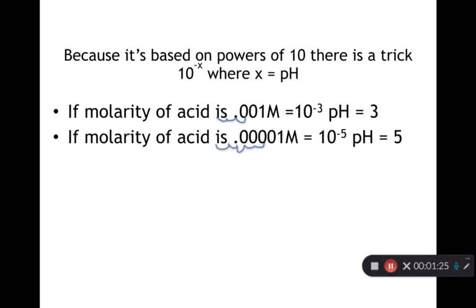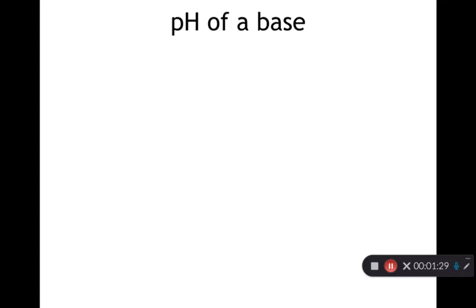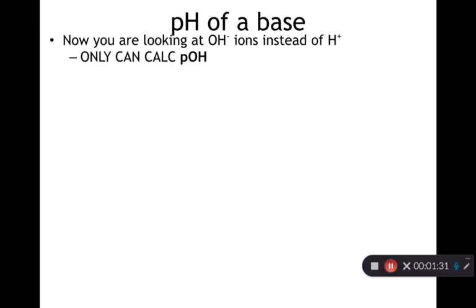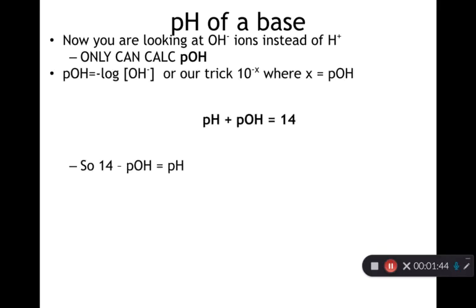When you're finding the pH of a base, so now you are looking at the OH ions instead of the H plus. Again, they both exist, but when you take the negative log of an OH concentration, you're finding pOH. You are not finding pH. So there is a trick where you can take the negative log of the OH and find the pOH, but you need to remember to get the actual pH, if that's what they're asking for. If they are not asking for pOH, then you need to subtract your pOH from 14.